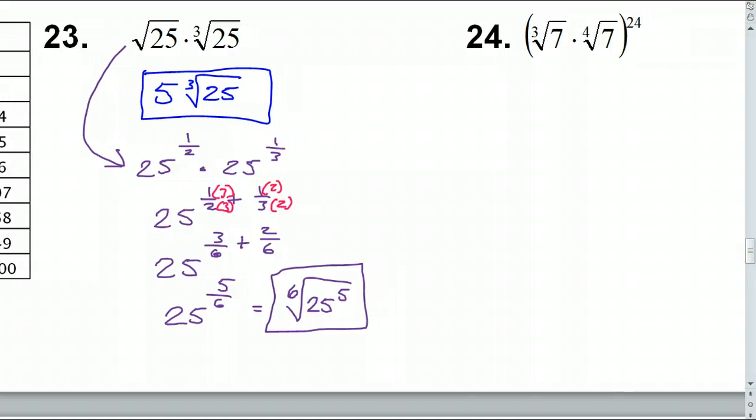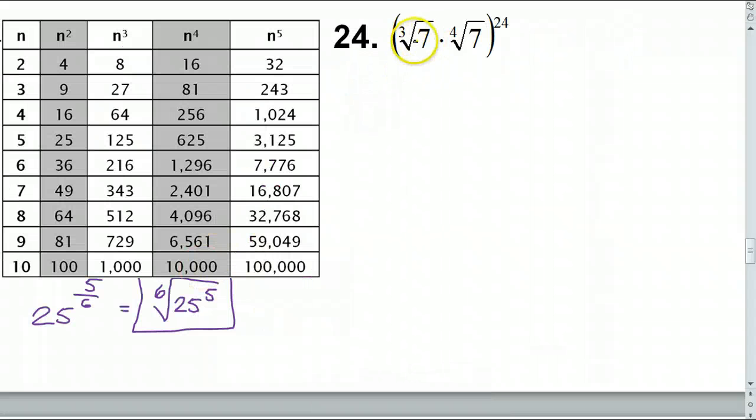Alright, moving on to number 24. Okay, to do a problem like this, I would definitely rewrite this in exponent form. But just remember, the original problem is in radical form. So in the end, we should make sure the answer is in radical form, unless it just turns out to be a whole number.